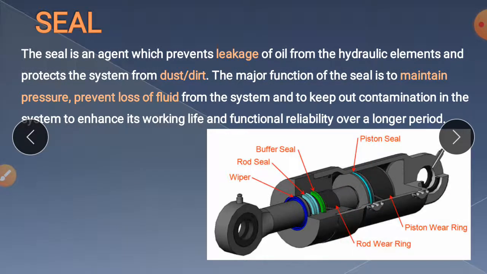Next you can see rod wearing rings are also used, which also protect the surface where it is reciprocating. Buffer seals are also used, and buffer seals may come in many shapes, such as V-shaped or U-shaped seals, of different types. Next, rod seals, which are also different types of seals, and a wiper. This wiper prevents the oil leakage outside the piston at the end. So these are the sealing materials used in a single element of a hydraulic system.